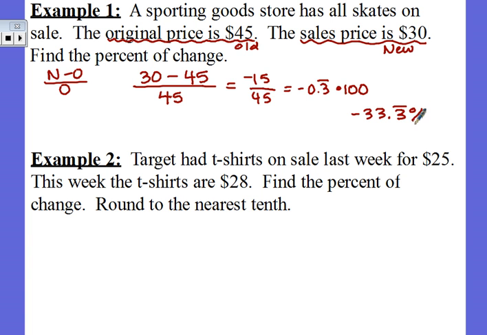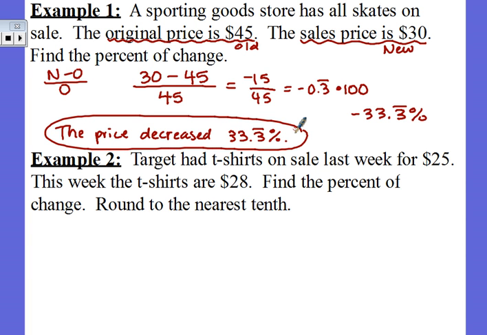And you get negative 33.3 repeating percent. So to interpret that, we want to know, does that mean it increased 33.3 repeating percent or decreased? So we would say something like the price decreased because it was negative 33.3 repeating percent.